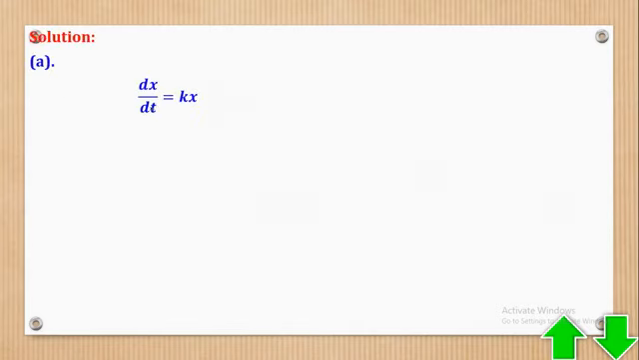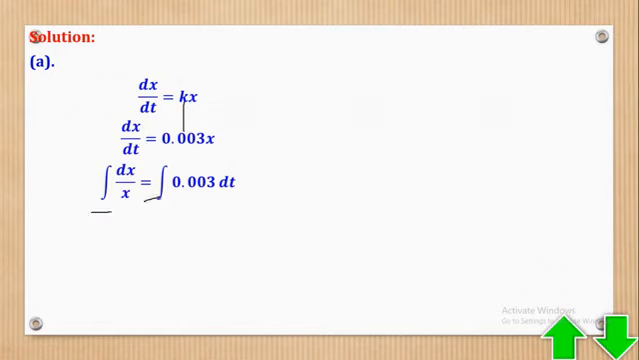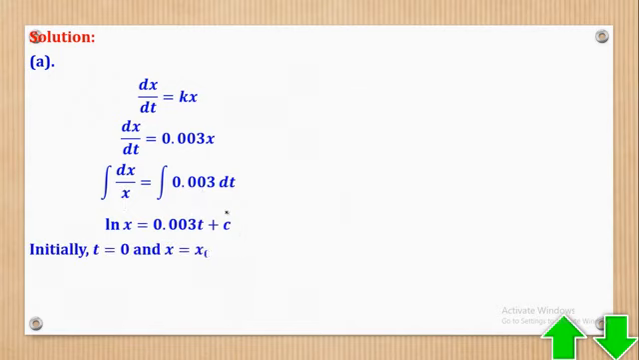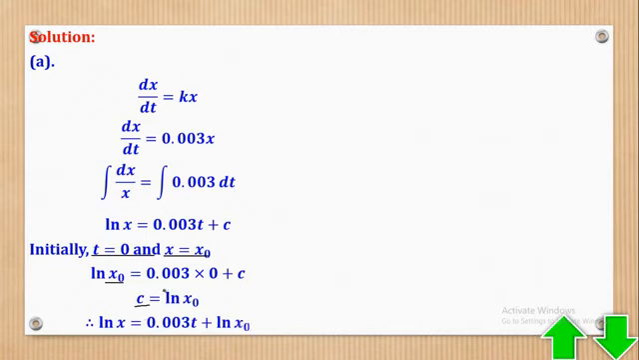So that is a differential equation, but they told us that k is equal to 0.003, so come and substitute for k. And this is a separable differential equation, so separate the variables and put integrals on both sides. Then when I integrate, this is that and this is that, plus the constant of integration. So initially t is equal to 0 and x is equal to x naught. Therefore, come and substitute and be able to get the value of c. Then substitute this c here to come up with this equation.